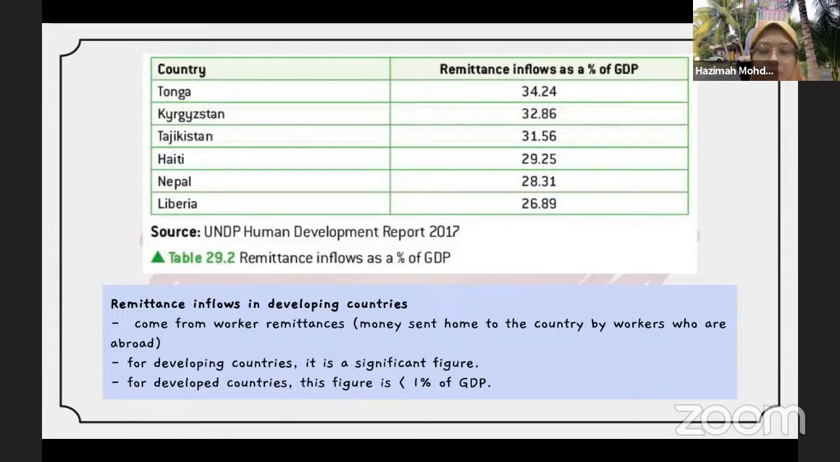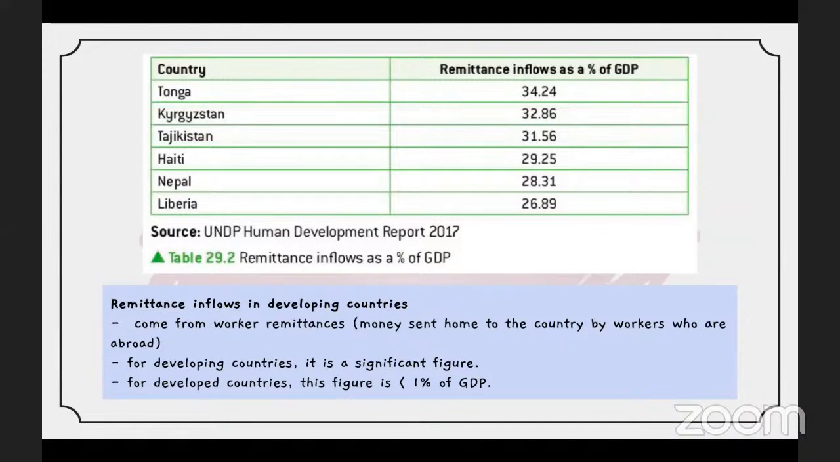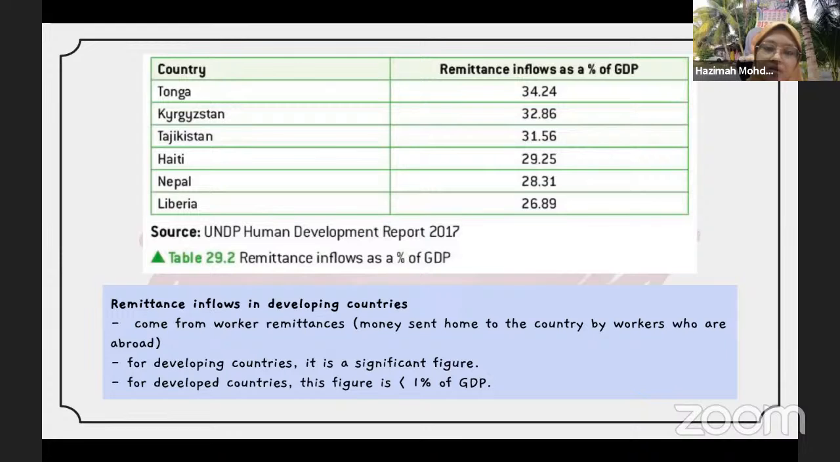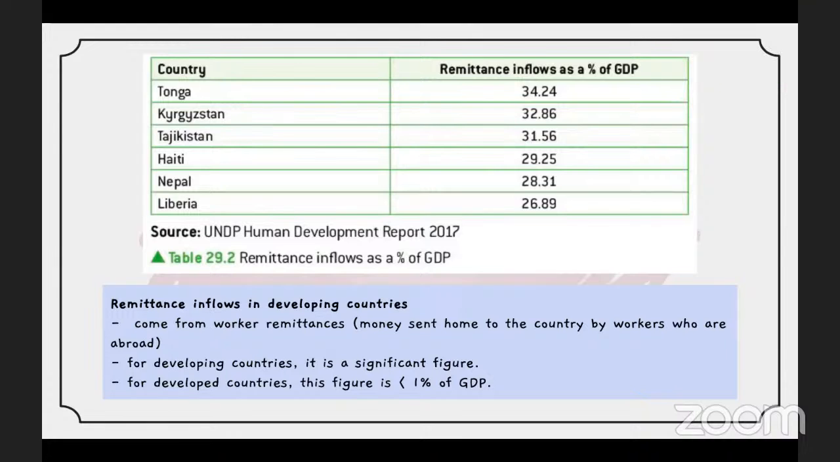According to this table, the higher the remittance inflow, the more citizens are working outside. Like Tonga, they have more Tonga people working outside of Tonga, so remittance inflow to Tonga is the highest. Remittance inflow means many citizens work abroad, but you also have to consider the value of their skills. If there are many immigrants but they are low skill, the value they can bring back is not as much in comparison.